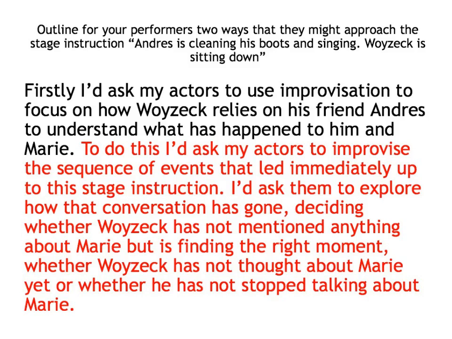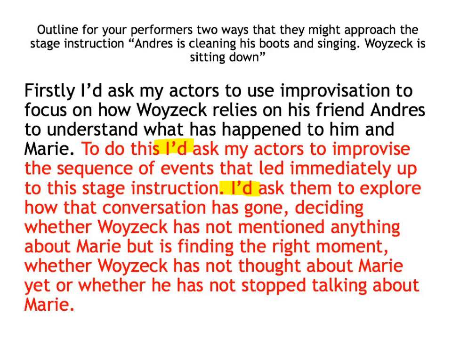So I'm going to add to that by describing what that rehearsal strategy is going to do. So to do this, I'm going to ask my actors to improvise the sequence of events that led up immediately to this stage instruction. Always using the word I. Yeah. So it's all about you telling your actors what they should do. So in that sense, I'm going to ask them to explore how the conversation has gone so far, and asking them to decide on whether Royschek has not mentioned anything about Marie, but is finding the right moment, or whether Royschek has not mentioned or thought about Marie yet, or whether he's not stopped talking about Marie. So they're going to improvise 3 different scenarios.